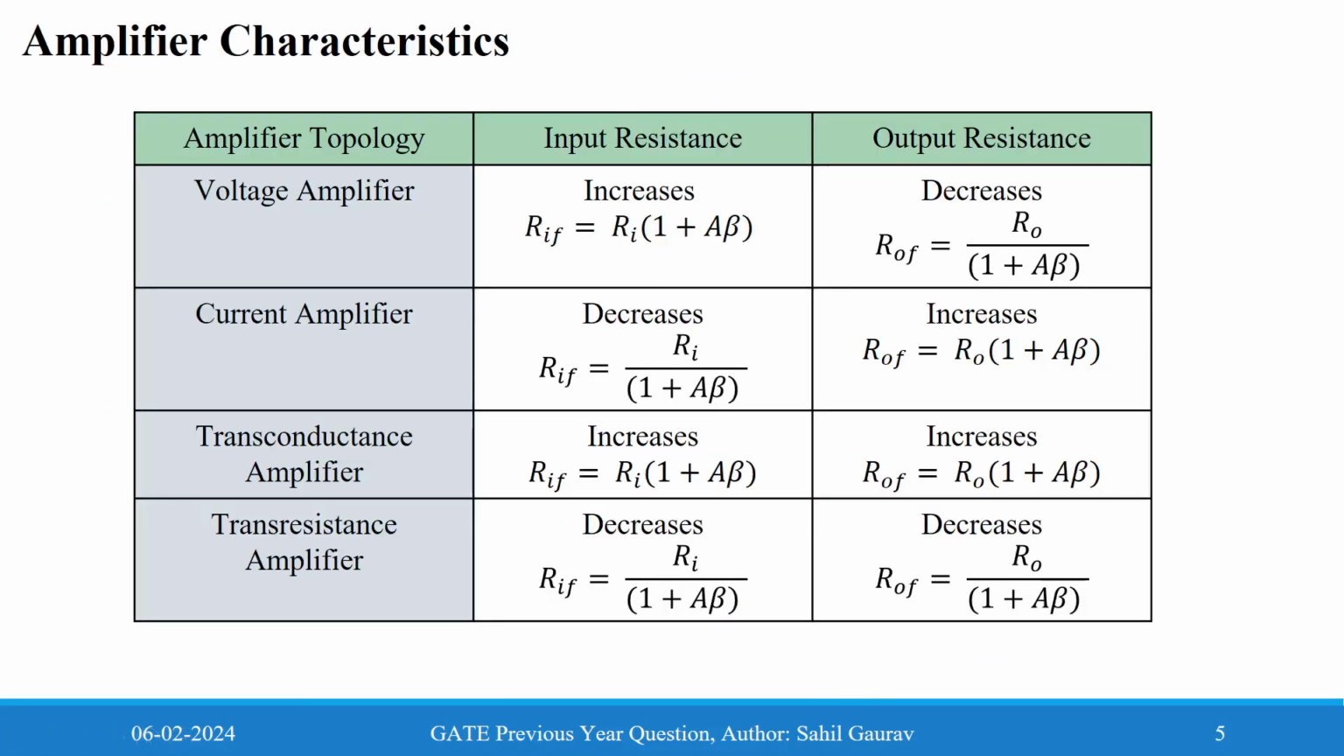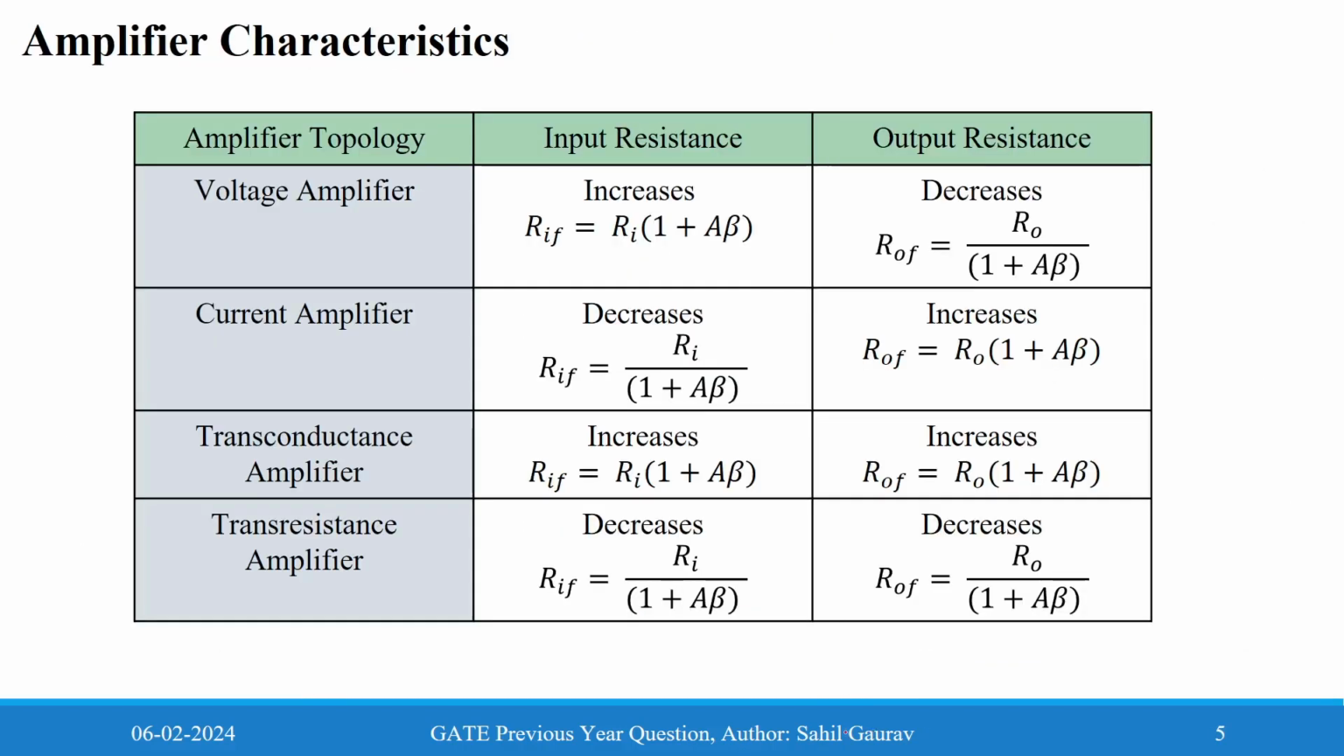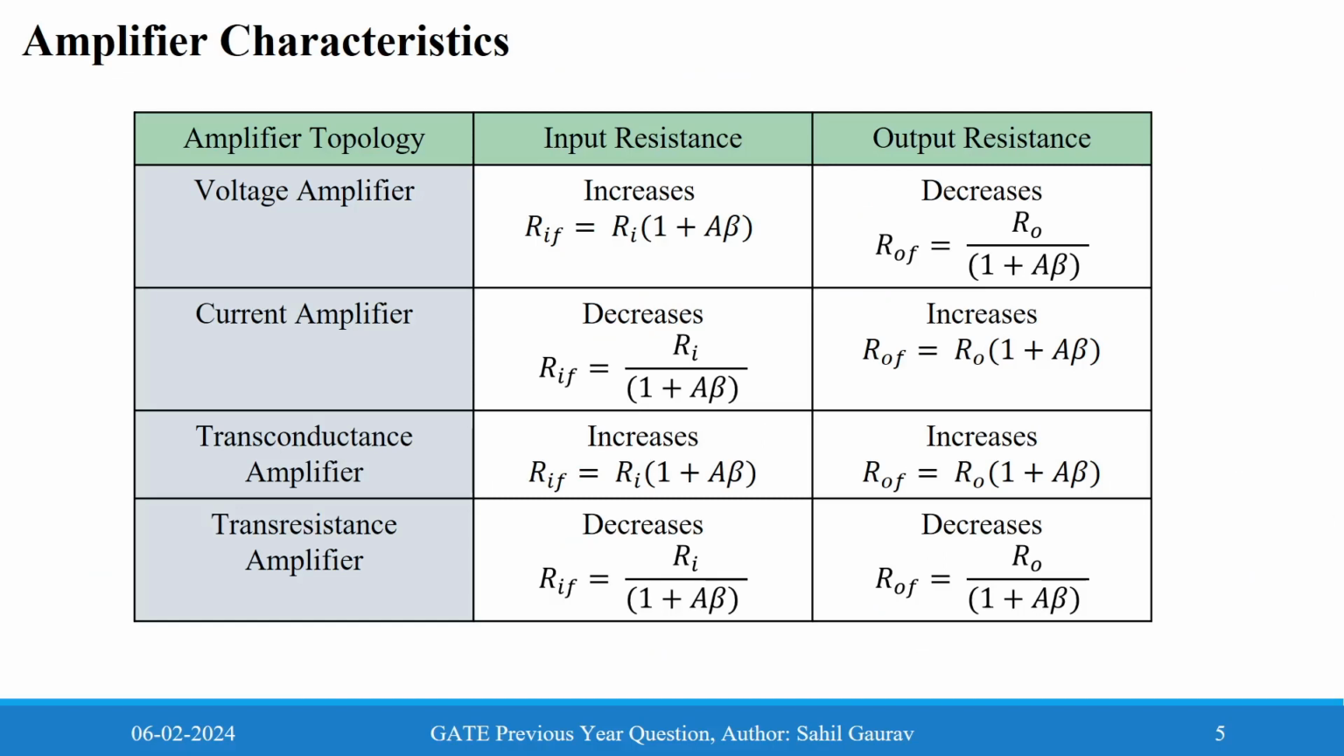So therefore I have made one table for all the amplifier topologies. What will be the effect on the input resistance and output resistance? For voltage amplifier, as we have seen, the input resistance increases and output resistance decreases. For the current amplifier, input resistance decreases and the output resistance increases. For the transconductance amplifier, both the input resistance and output resistance increase. And for the trans resistance amplifier, both the input and output resistance decrease.